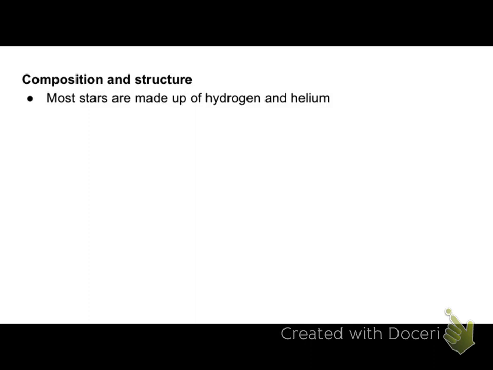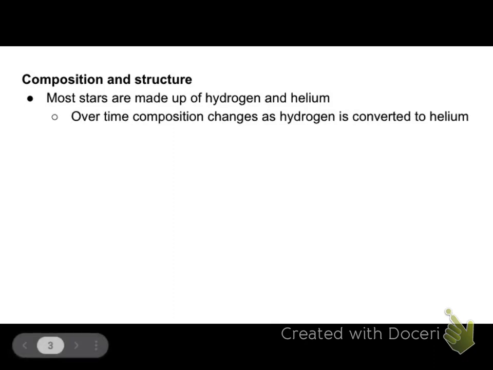What happens is that hydrogen is fused, so 2 hydrogen nuclei are fused together. When you do that, you go from having 1 proton to 2 protons, which according to our periodic table means you go from being hydrogen to being helium. So they are actively turning their hydrogen into helium. So they're made up of those 2. Over time, the percentage of each gas is going to change because hydrogen is going to be continuously converted into helium.